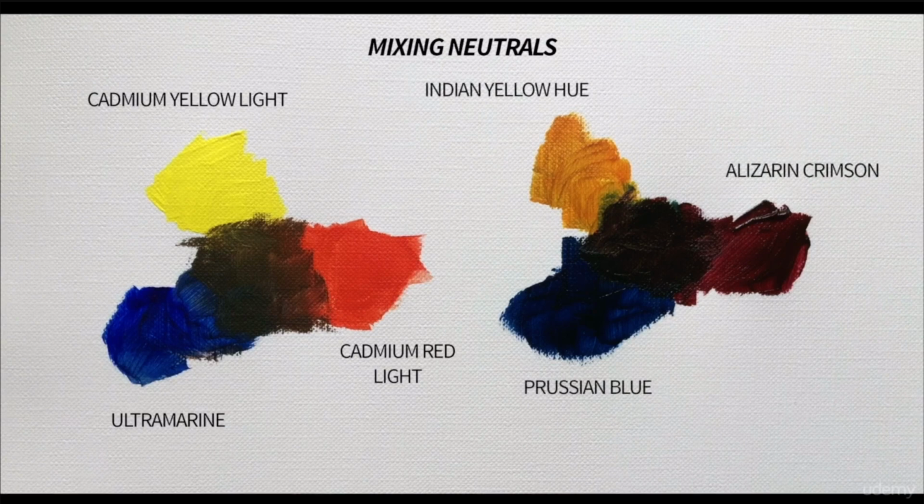In the second example, we've again mixed primary colors, or versions of primary colors, to produce the neutral color in the center. In this case, we used Indian yellow hue, alizarin crimson, and Prussian blue. Notice how the neutrals are slightly different.